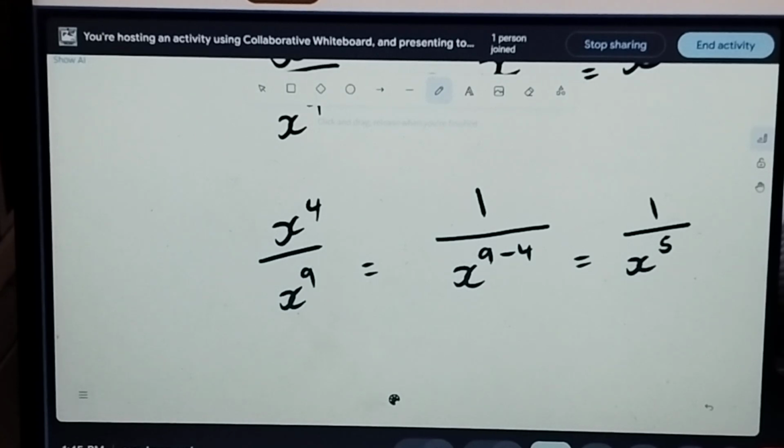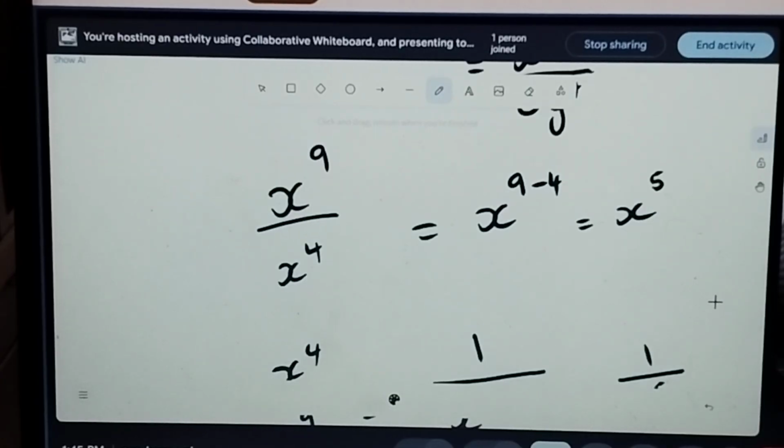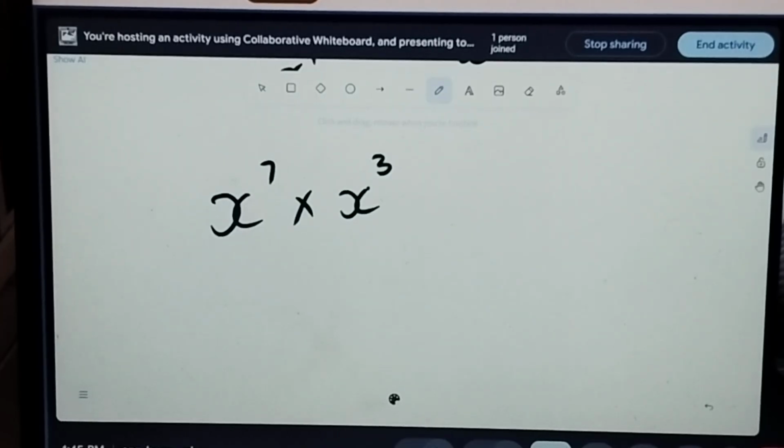All right, what do we do if we are dividing our powers? We have to subtract. If I'm multiplying powers, what if I had, for example, x^7 times x^3? Well, if I'm dividing my powers, I subtract the powers. If I'm multiplying my powers, I add them. So that would be x to the 7 plus 3.